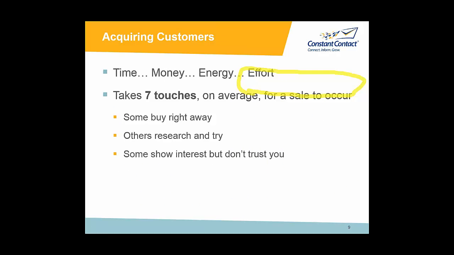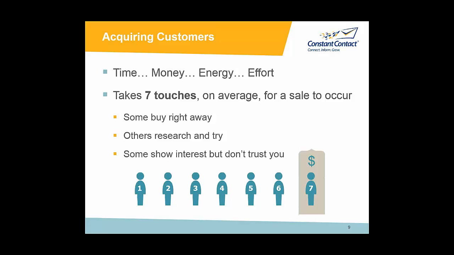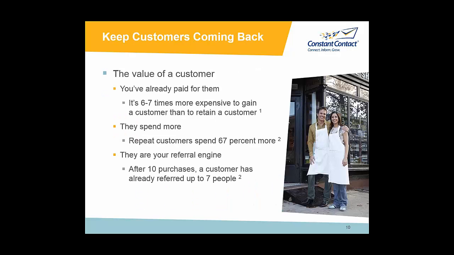Okay, acquiring customers. It takes 7 touches on average for a sale to occur. Some people buy right away, others research and try. The thing is that you want to get out and touch people. Email marketing is a great way of doing that. If you meet somebody at a networking event and that's one touch, and then you send them your next 6 monthly emails, chances are somewhere in that time either they will purchase or they will refer you to someone else. It's about keeping in touch with them. It's about letting them know you care.